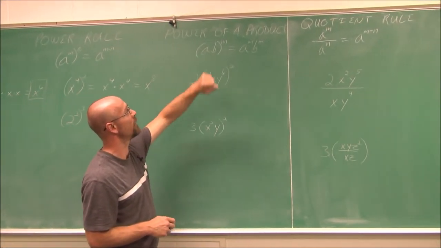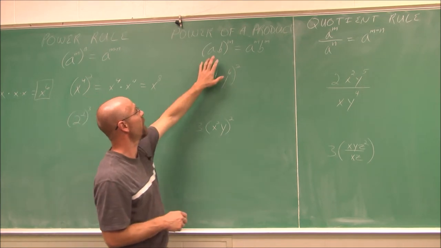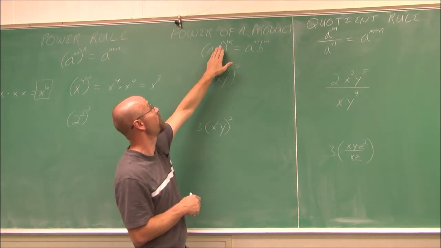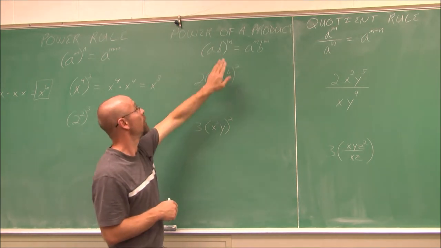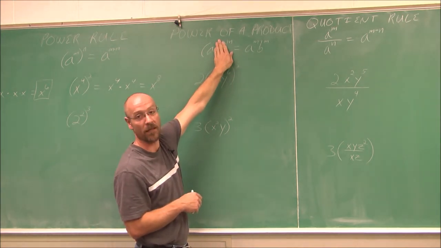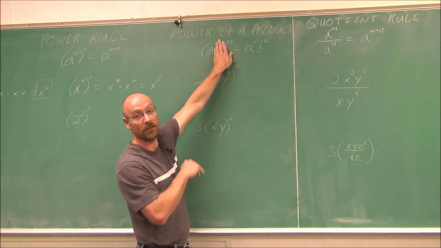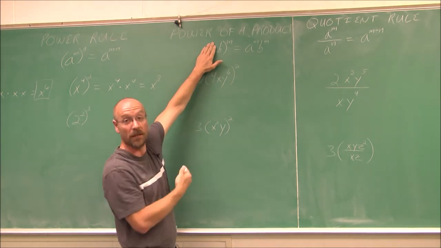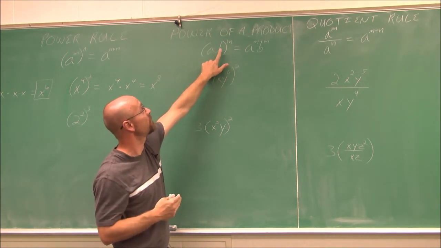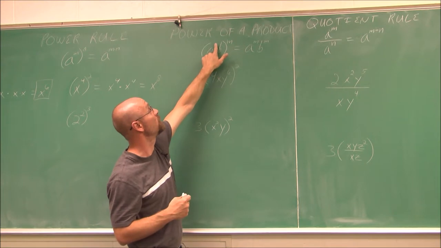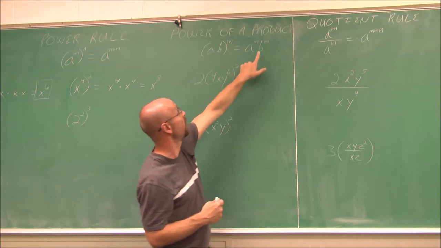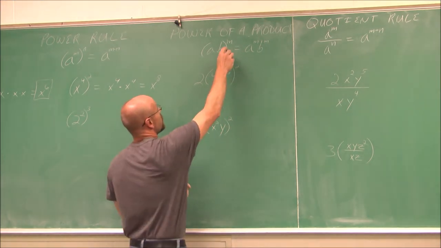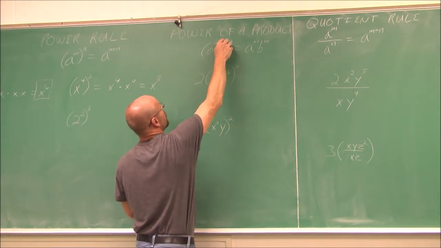It's called the power of a product rule. Well, what if we have a mathematical operation being done here, multiplication, and that's being raised to a power? Well, if I just had a raised to the m, I would say, well, that's a to the m. If I just had b to the m, I would just have b to the m. But since it's a product, I have to distribute this to their powers. So if I do that, I get a to the m times b to the m. It's just distributing this to each power.